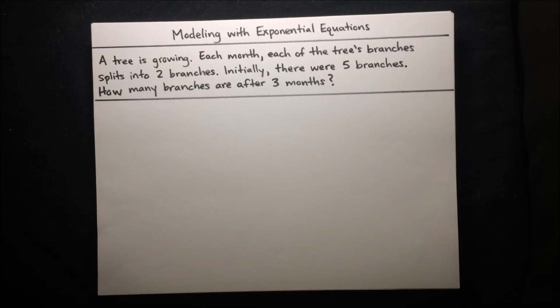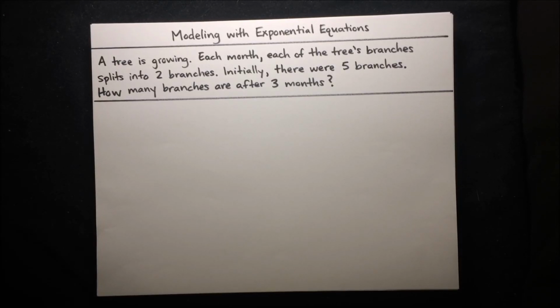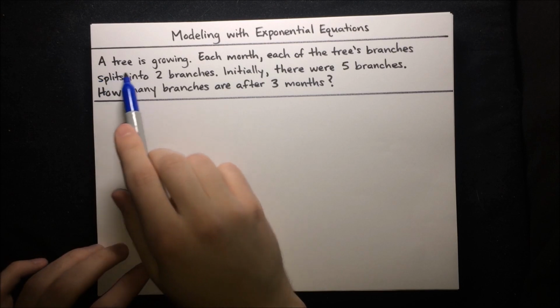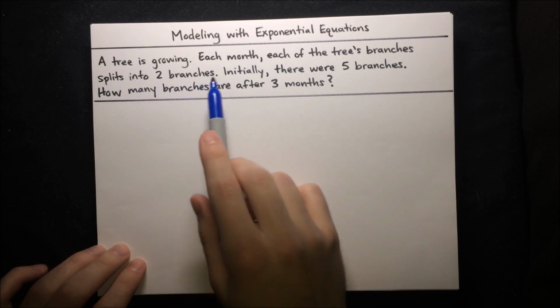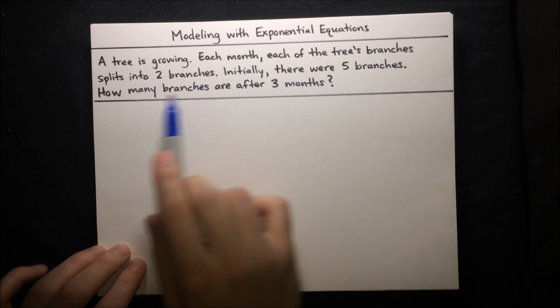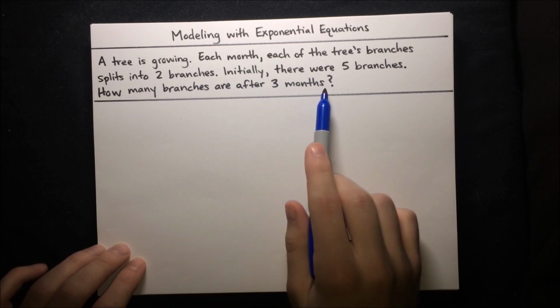In this video, I'm going to show you how to model with exponential equations. So here's the first problem. A tree is growing. Each month, each of the tree's branches splits into 2 branches. Initially, there were 5 branches. How many branches are there after 3 months?